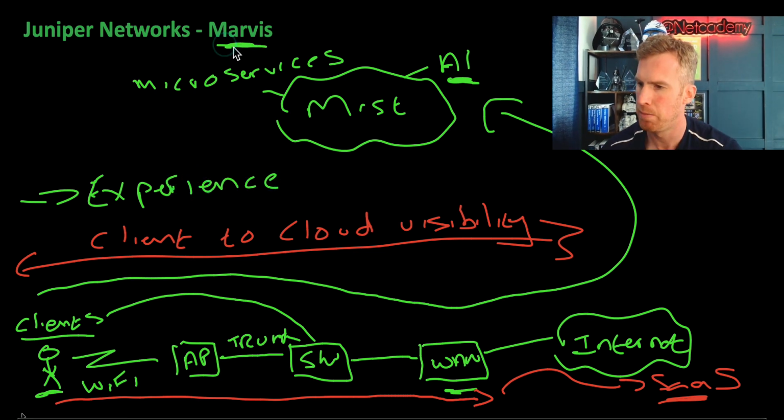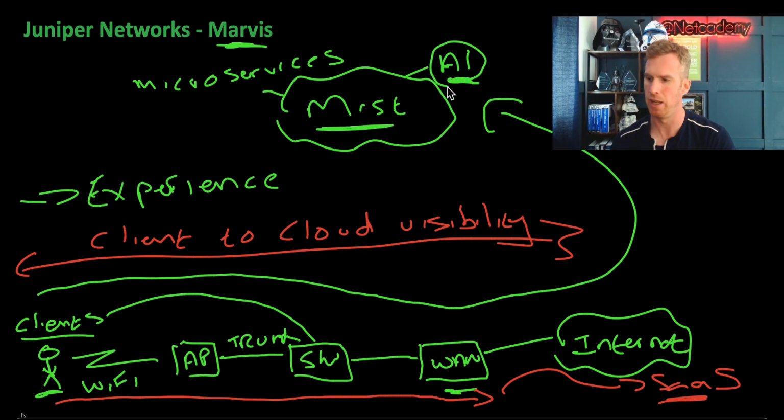But what is this Marvis? Marvis is, of course, a feature on Mist itself, and it's really taken the AI data that's been derived and obtained from the enterprise network, from the clients, through the APs, maybe through the switching, maybe over the WAN, etc., and it's doing a hell of a lot more with it. And to put this into perspective, there is in Marvis the Marvis Actions.